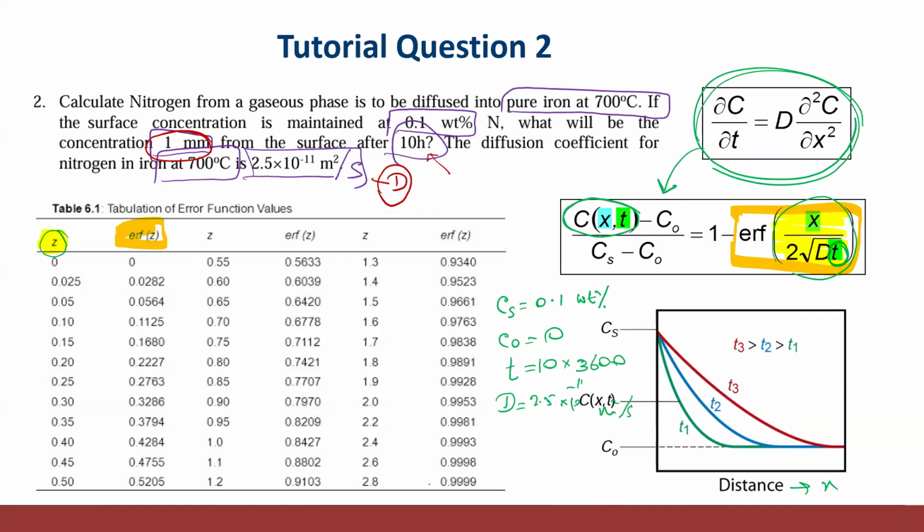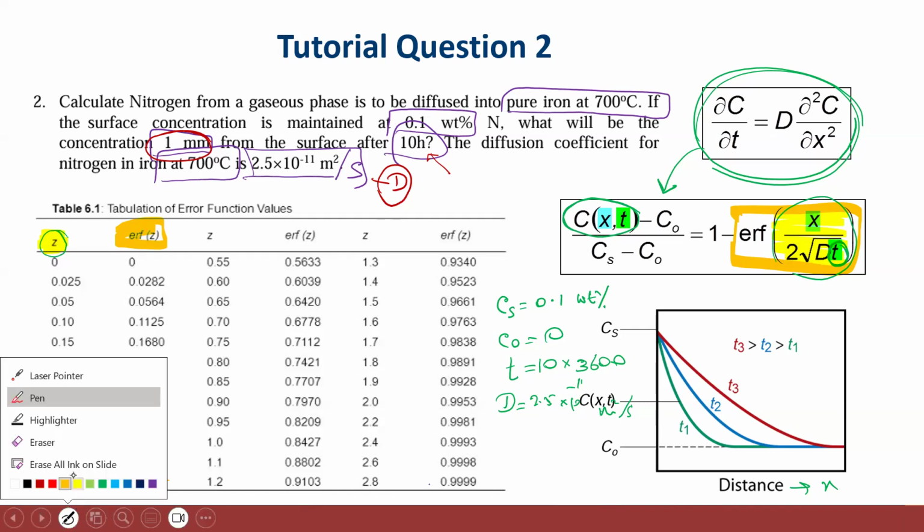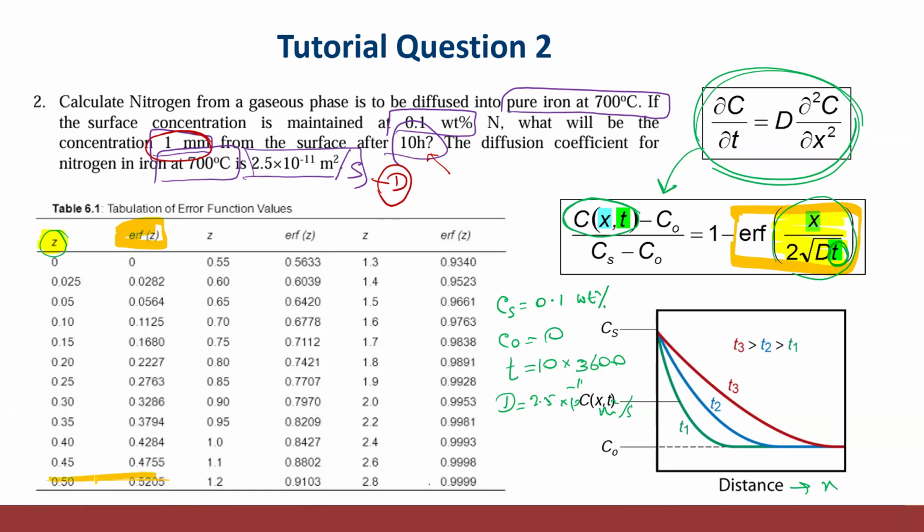Okay, so you have in between these two, you can't go to a close value. You need to find the exact value. You know how to do it by interpolation. You need to do it by interpolation. Have you done interpolation in maths? You learn maths to apply for this kind of question.